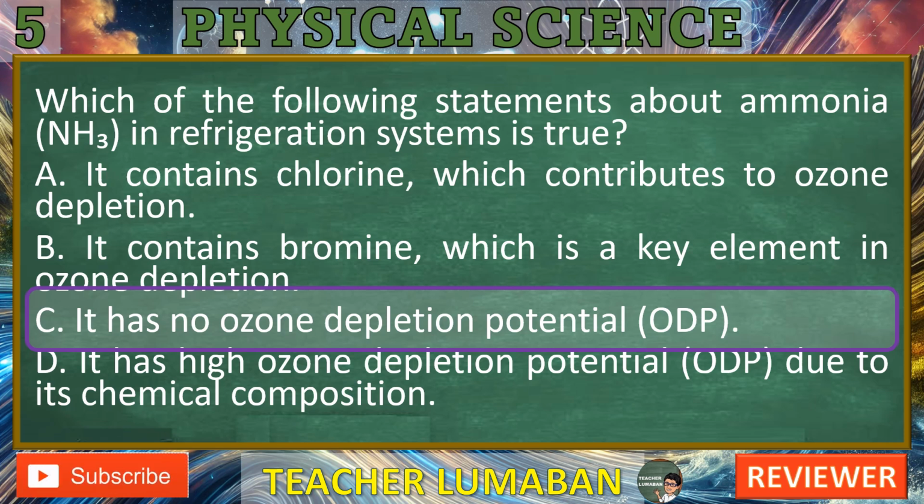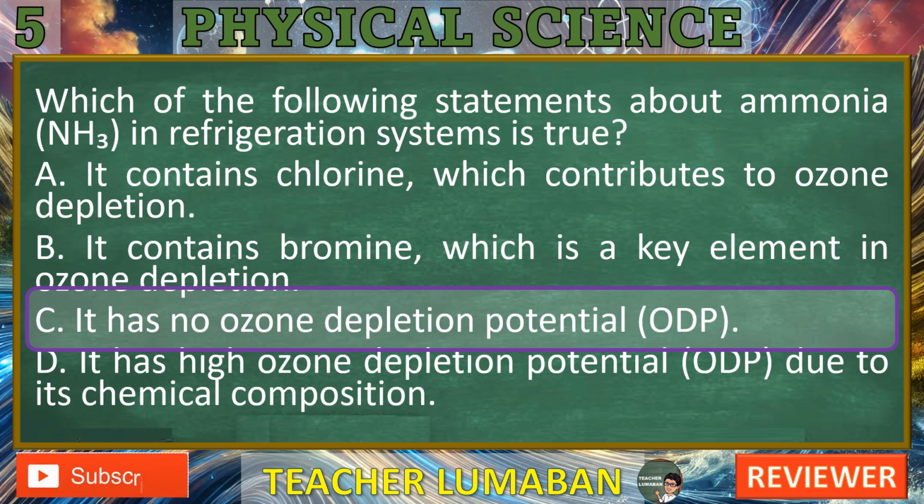C. It has no ozone depletion potential, ODP. This is true. Ammonia is a natural refrigerant with zero ozone depletion potential. It does not harm the ozone layer and is often used in refrigeration systems as an environmentally friendly alternative to synthetic refrigerants. D. It has high ozone depletion potential, ODP, due to its chemical composition. This is false.